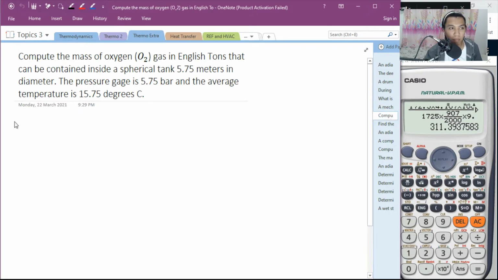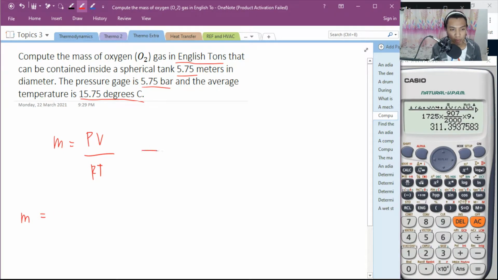Problem number 7. Compute the mass of oxygen gas in English tons that can be contained inside a spherical tank 5.75 meters in diameter. The pressure gauge is at 5.75 bars and the average temperature is 15.75 degrees Celsius. The mass, P V over RT. Okay, R. Oxygen, 16 times 2, 32. So, mass in English tons. Sa dulo tayo mag-convert.